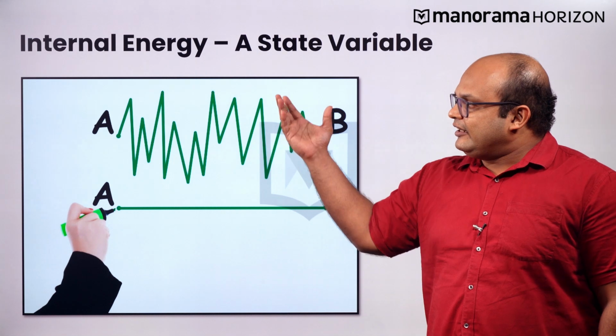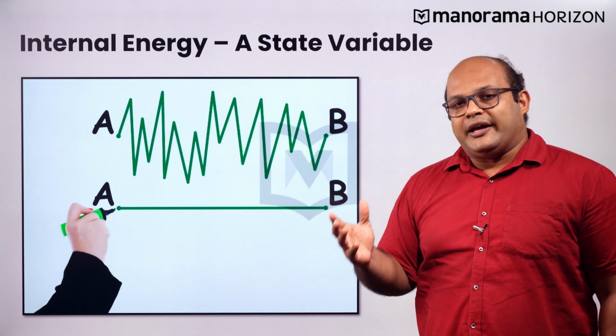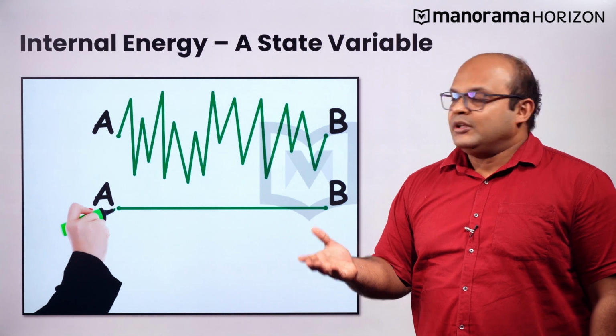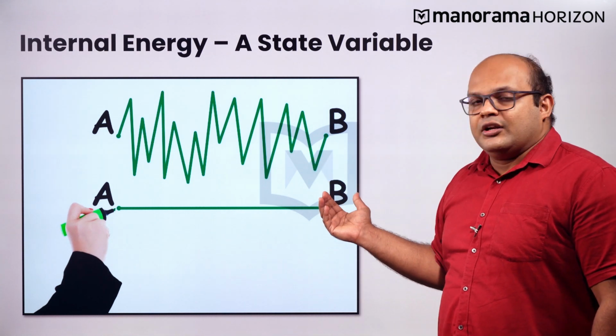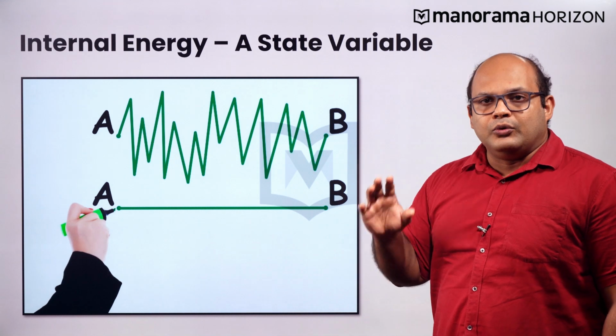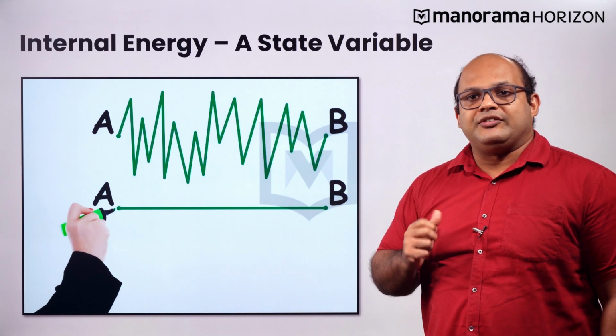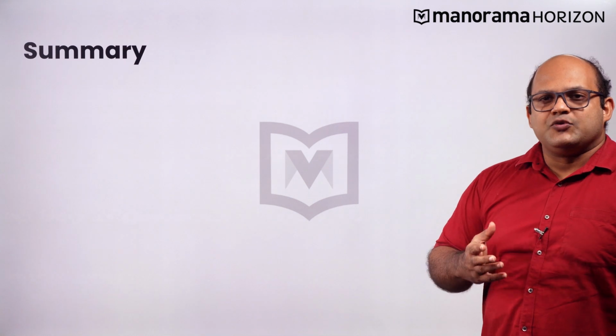The amount of heat gained or lost by the system is constantly changing here, and that is why they are not considered state variables. However, the final internal energy of the system B does not care how the state was reached, but only on the final value of the state variables when the system reaches state B. Now let us summarize what we have done so far.